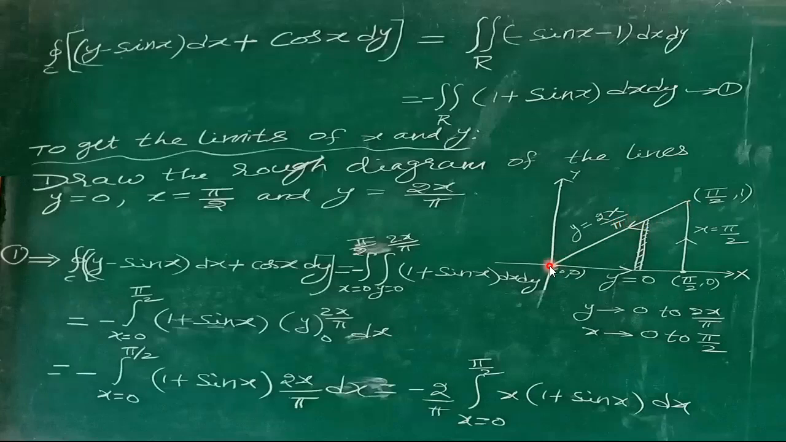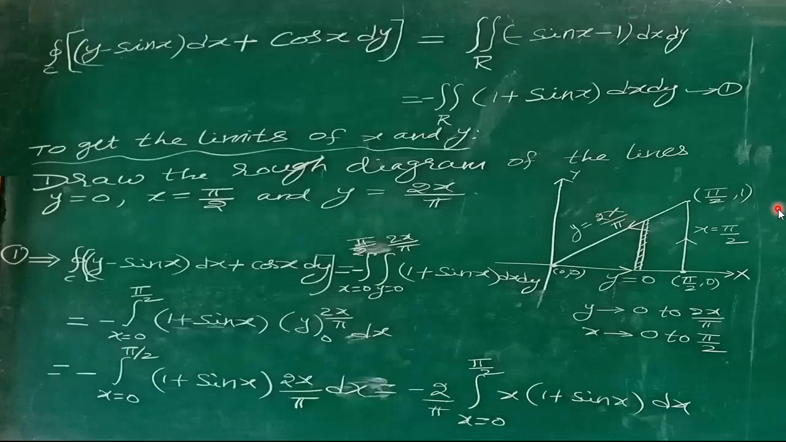So what are the intersection points? This is the origin, with coordinates 0, 0. This is the intersection point of y equals 0 and x equals pi by 2, so that is pi by 2, 0. And this is the intersection point of x equals pi by 2 and y equals 2 by pi into x. Substitute x equals pi by 2 here: 2 by pi into pi by 2.